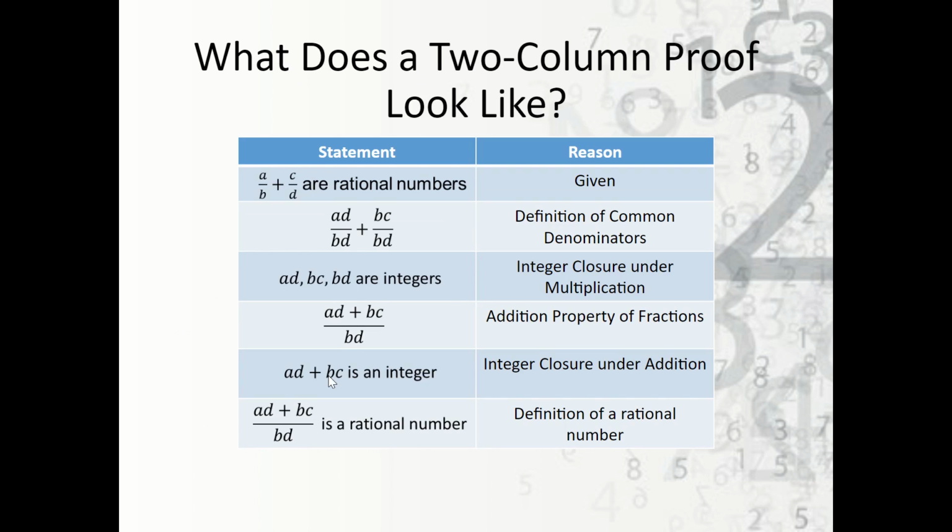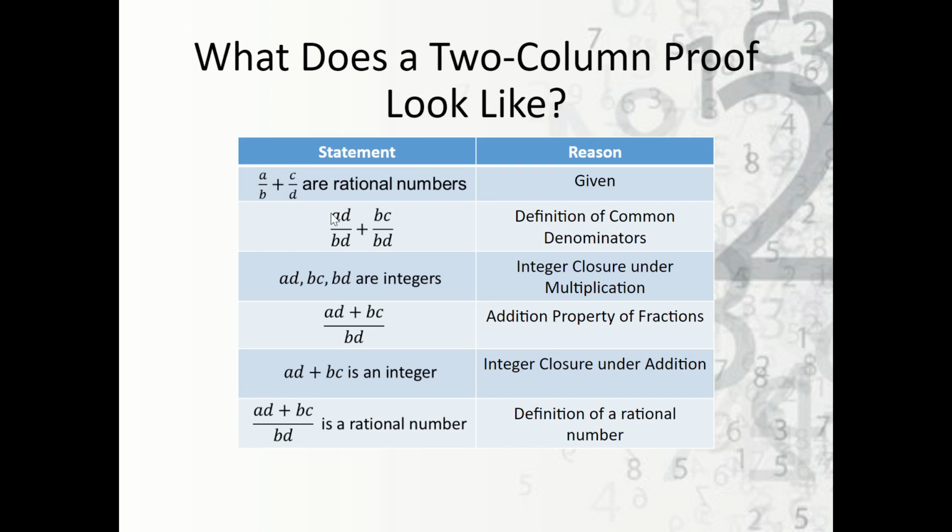So what does it look like? This is an example of a 2-column proof. So we have our statements over here. A over B plus C over D are rational numbers. That's a given information. So always we'll begin with our given information, which means the information that they actually tell us. From there, we start coming up with other things.